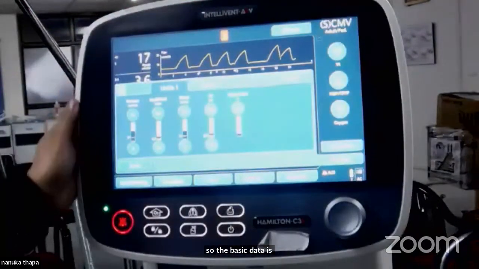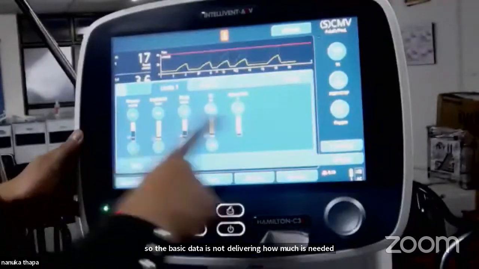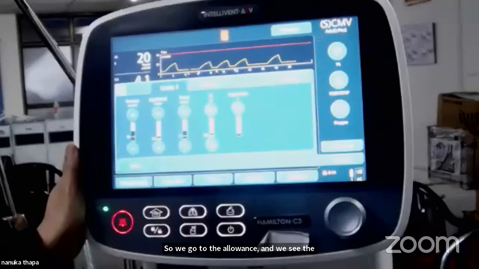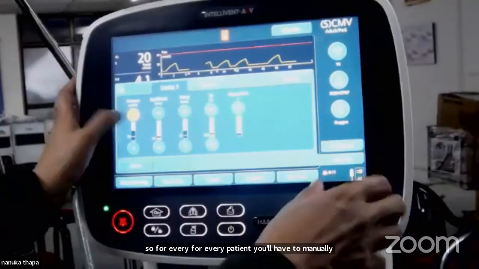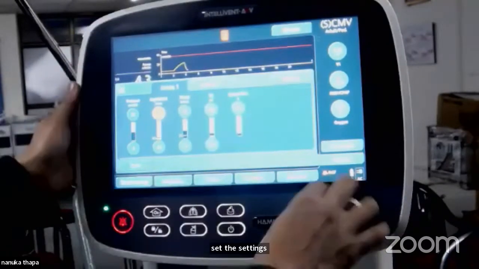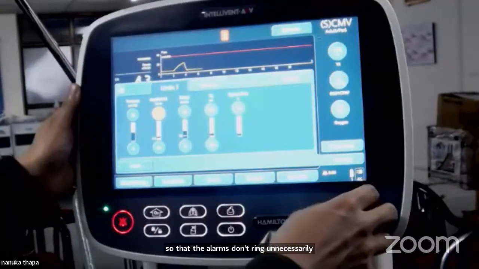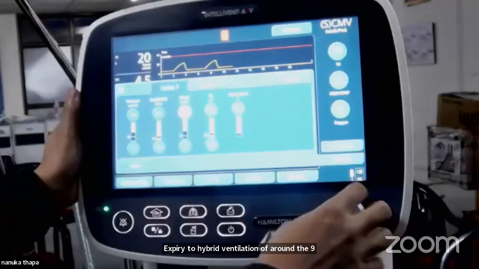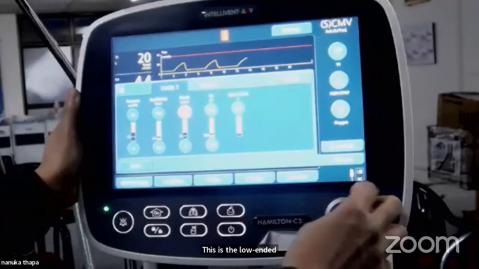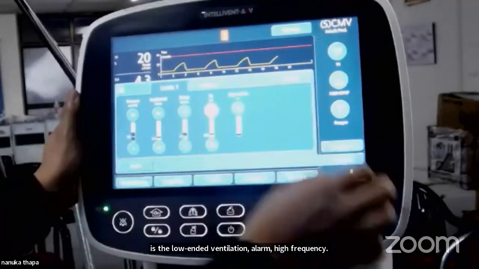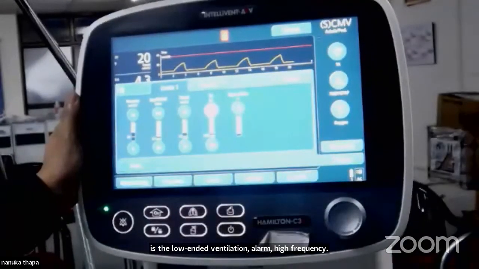So we go to the alarms and we see the settings. For every ventilator, for every patient, you'll have to manually set the settings so that the alarms don't ring unnecessarily. High pressure limit alarm of 35, expiratory high minute ventilation of around 9. This is the low minute ventilation alarm, high frequency alarm of around 30, low respiratory frequency rate of 6. Tidal volume will have to be specific for each and every patient. And then this is the apnea alarm.